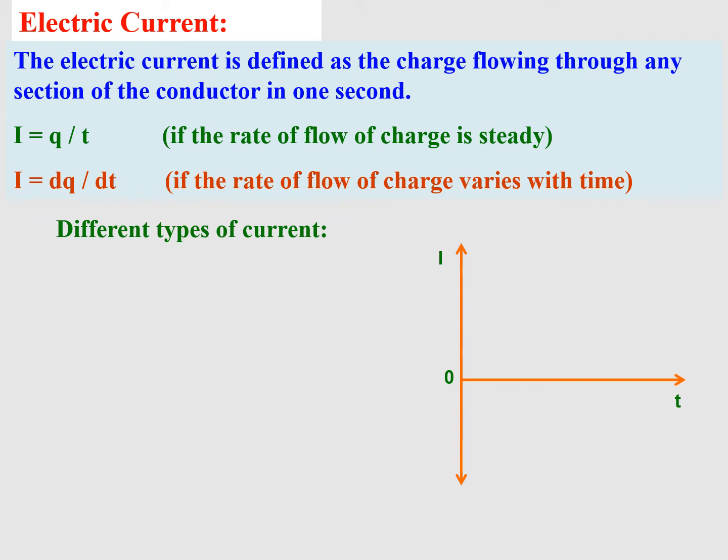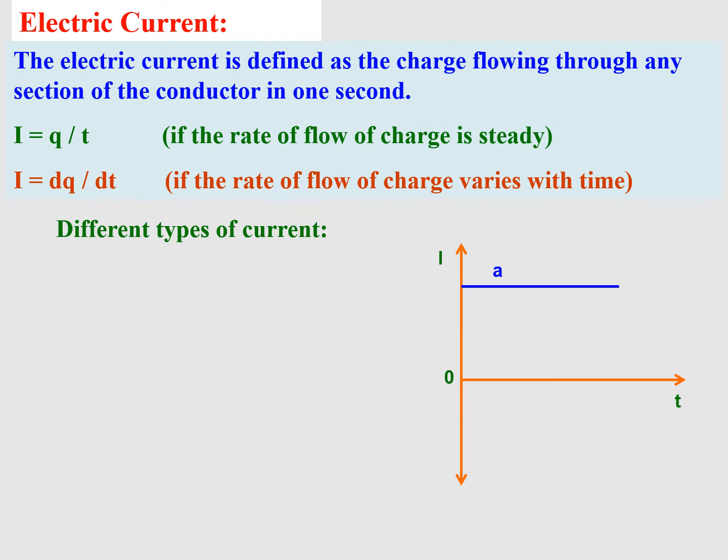Here, the vertical line on the y-axis represents current and the horizontal line along the x-axis represents time. The straight line, represented by A, shows that current is not changing with time. With respect to time, current is constant. So we can say that steady current, which does not vary with time, is represented by this straight line A.